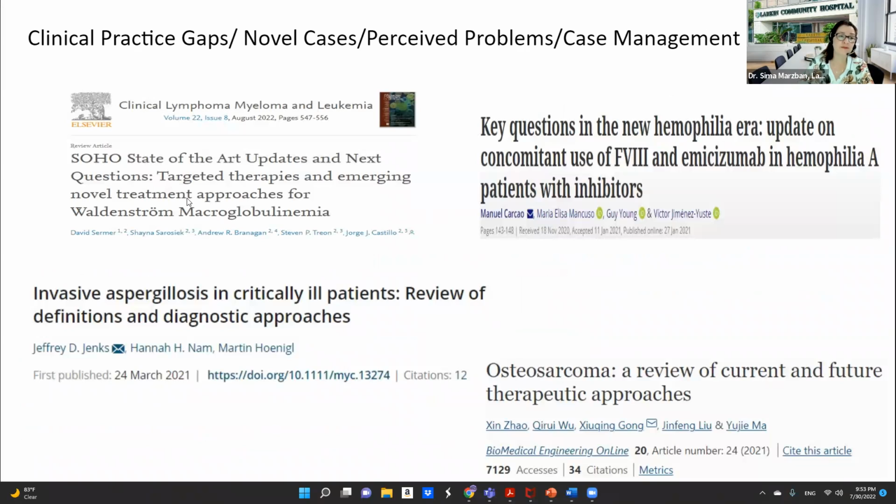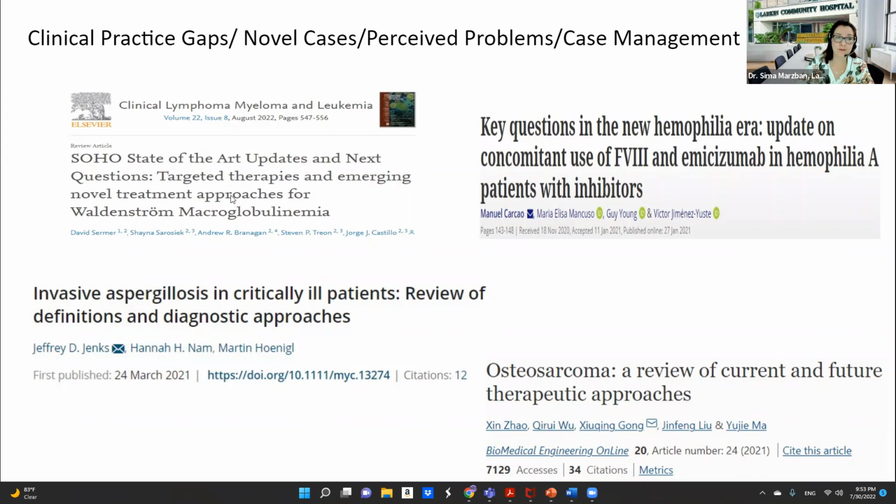The other source of selection of research area and research issue as the topic is clinical practice gap. Find a gap in clinical practice. Find novel and interesting cases. Find perceived problems and issues and case management issues. Those are different areas that you can focus on as your research topic.